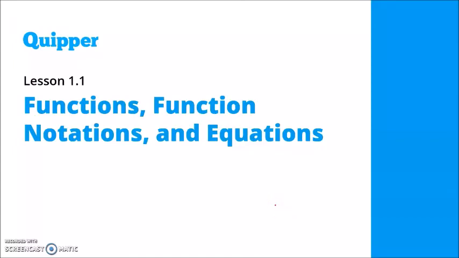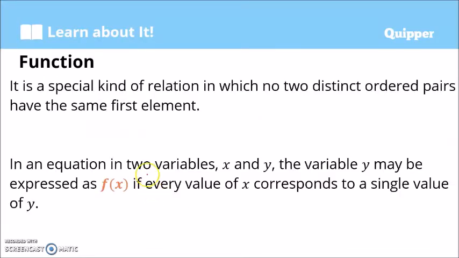Hi, in this video, we are going to talk about functions, function notations, and equations. A function is a special kind of relation in which no two distinct ordered pairs have the same first element. So remember, it's a relation, no two distinct ordered pairs have the same first element. Therefore, if we are given ordered pairs, we need to check on their first element.